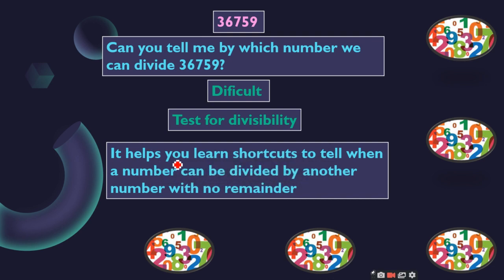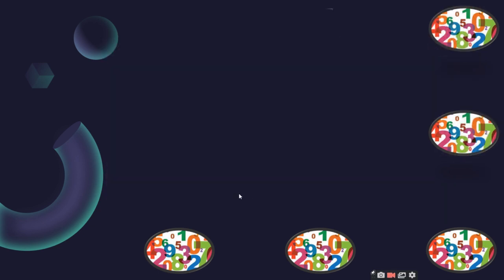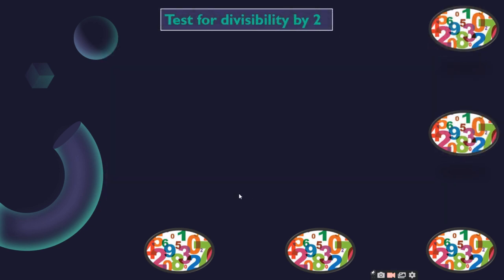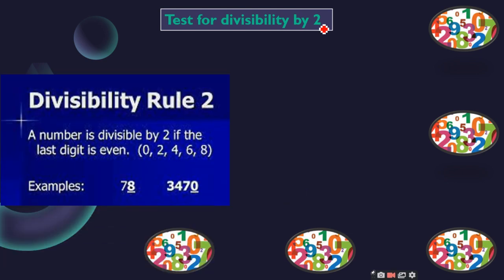Test for divisibility helps you learn shortcuts to tell when a number can be divided by another number with no remainder. Let's learn the divisibility of the numbers. The first divisibility is for 2. Test for divisibility by 2. Here we have a rule.